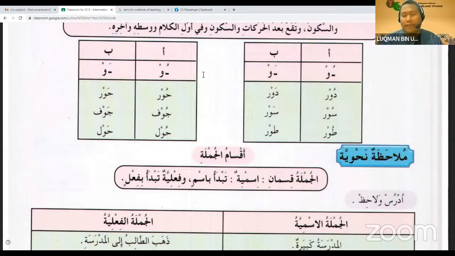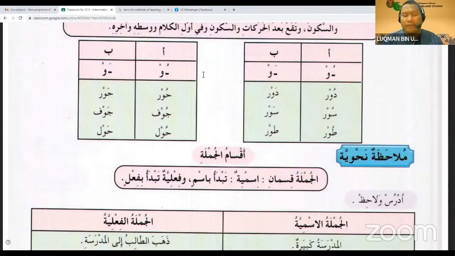Al-jumlatu al-ismiya. So if it starts with a noun, it is automatically considered as a nominal sentence or jumla ismiya. So it is translated by English authors on Arabic language as nominal sentence. Then jumla fi'liya, so from its name, fi'liya. So it starts with a fi'l. It starts with a verb. So any sentence that starts with a verb is considered as a jumla fi'liya or verbal sentence.